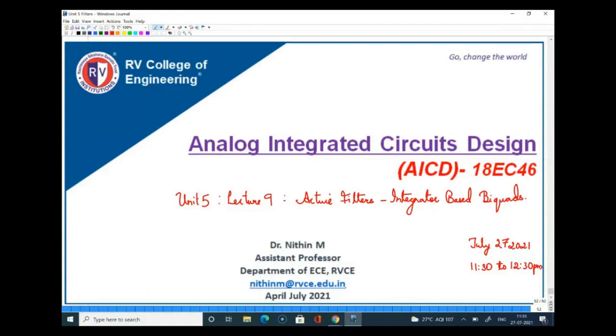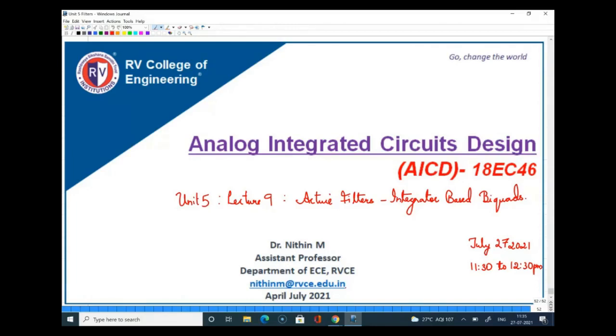Welcome to Analog Integrated Circuits Design class, and this is your ninth lecture on Unit 5. We are discussing active filters. In the previous classes, we started our discussion with passive filters, then active filters, and we did both first order as well as second order, passive and active.